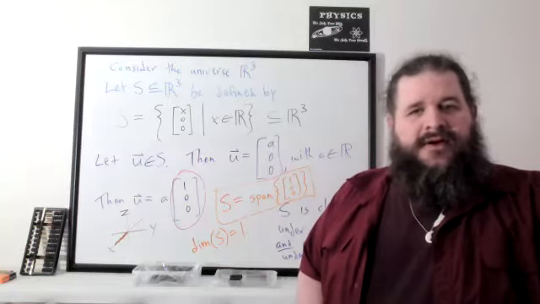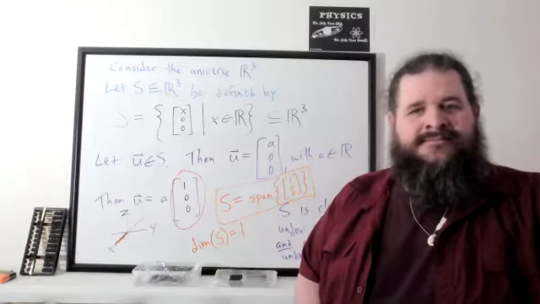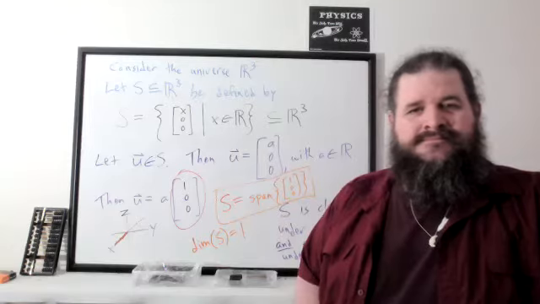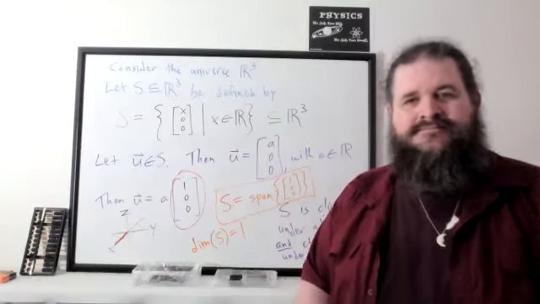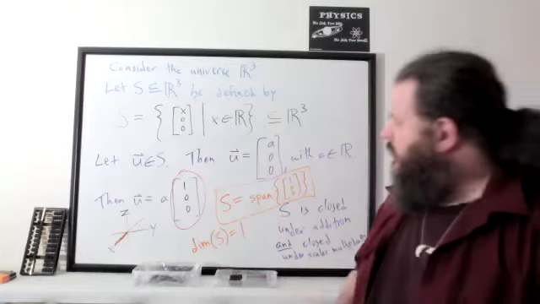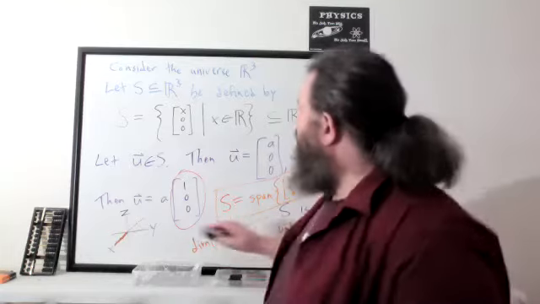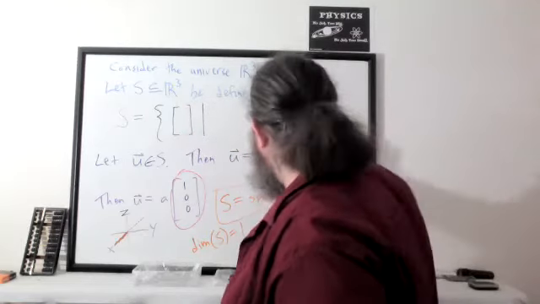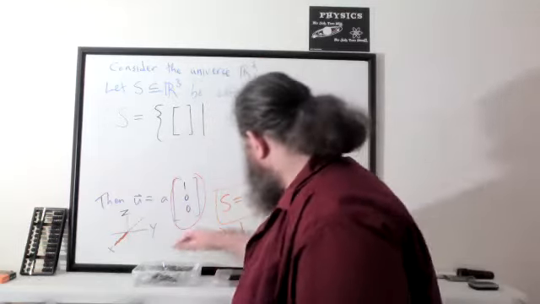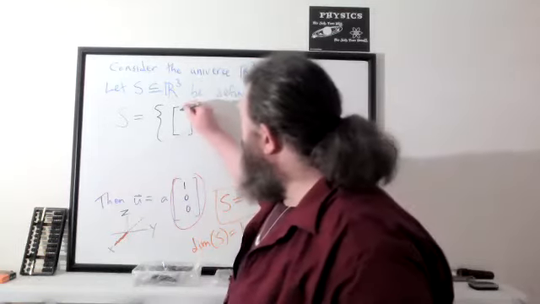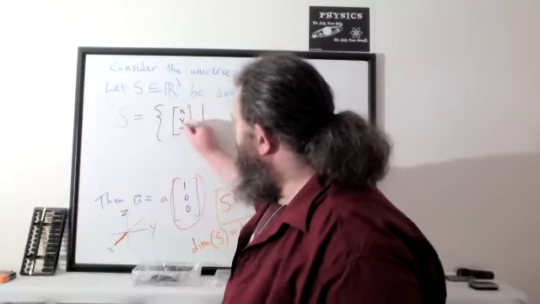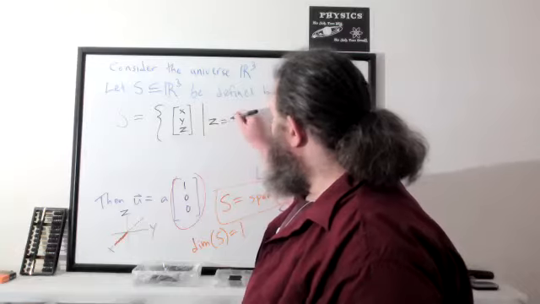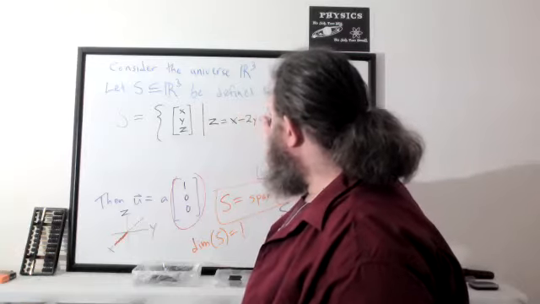Any questions on that so far? All right, let's try out one more example in a similar sort of style. Let's say we instead define set S as the set of all vectors X, Y, Z, such that Z equals, let's say, X minus 2Y.